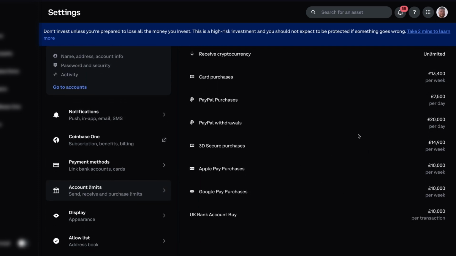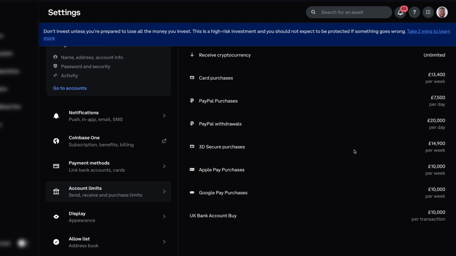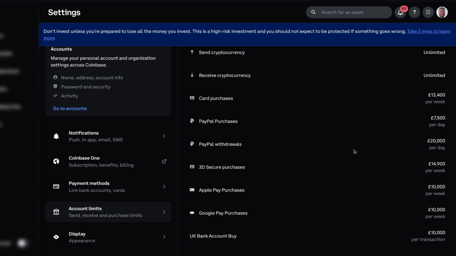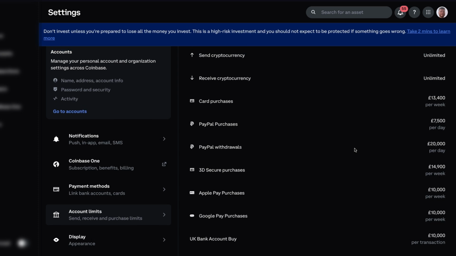So I can go through this, give some quick explanations, and also some tips and tricks because I've been buying a lot of crypto recently. So I've had some firsthand experience with some of these limits and how to overcome them.